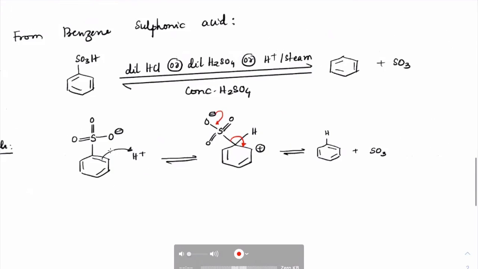So that's how it happens in dilute HCl or dilute H2SO4. Steam is best used here instead of these three. If you see, H plus and steam is best used so that you can effuse out SO3. So SO3 can come out as gas. So if you ask what is the best way possible, then H plus and steam is best.